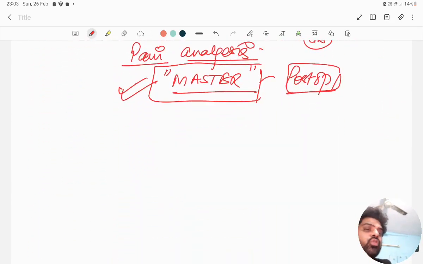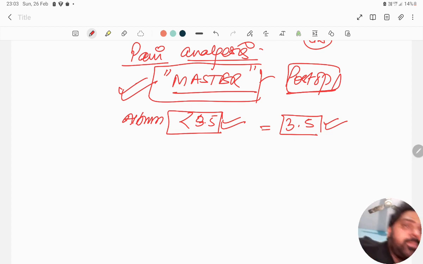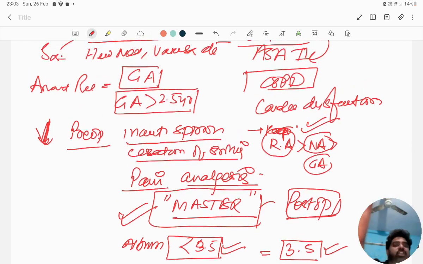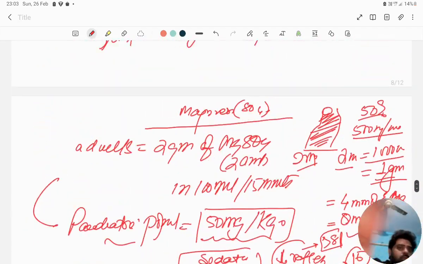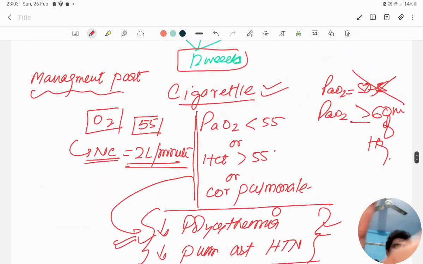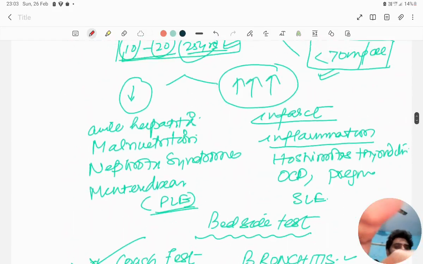Very important, albumin less than 3.5 is itself a risk factor for post-op complication. Therefore, in an old patient or a patient having multiple risk factors for post-operative pulmonary complication, albumin should be brought to 3.5, and then we should proceed with the surgery if it is an elective surgery. So these are the things related to COPD which I have told you. And I think you people are now well versed in COPD.